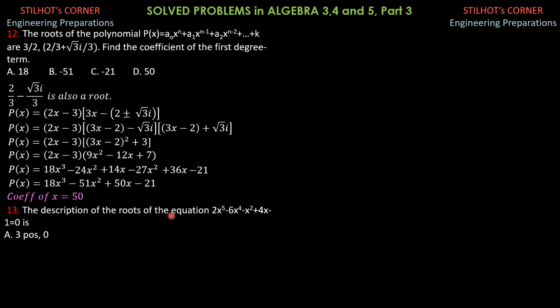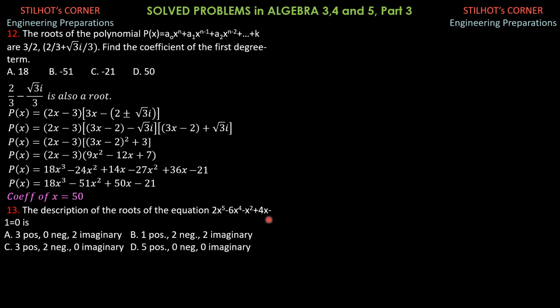The description of the roots of the equation 2x to the fifth minus 6x to the fourth minus x squared plus 4x minus 1 equals 0 is. So let's have by Descartes' rule of sign. So let's determine the number of variations in signs. P of x is 2x to the fifth minus 6x to the fourth minus x squared plus 4x minus 1. So this is the first variation, second variation, then third variation in sign. Therefore, the number of positive roots is 3 or 1.